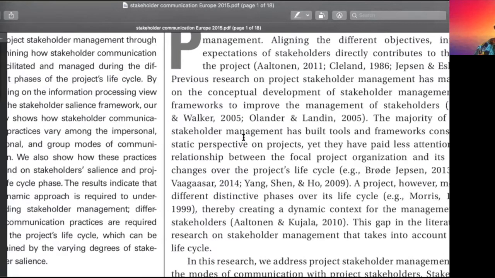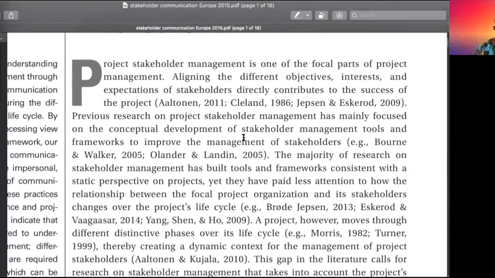Let me zoom in a little bit so that we can all see. Aligning different objectives, interests and expectations of stakeholders directly contributes to the success of the project. Previous research on stakeholder management has mainly focused on conceptual development of stakeholder management tools and frameworks to improve management of stakeholders. Now he's talking about the existing research, the previous research.